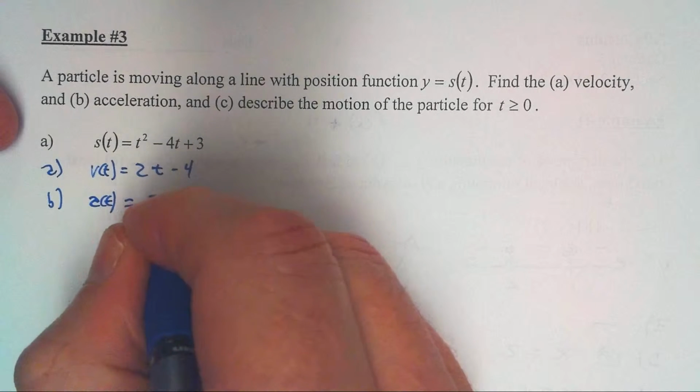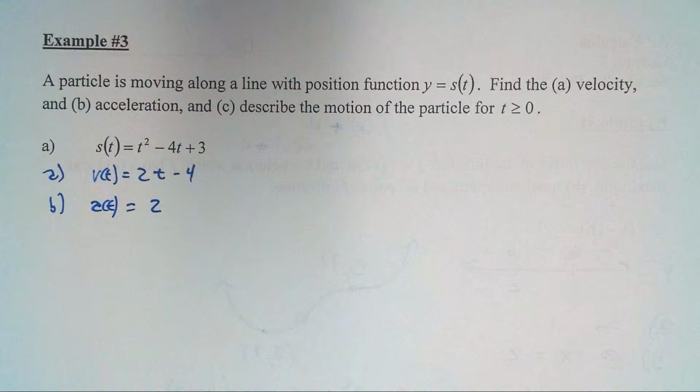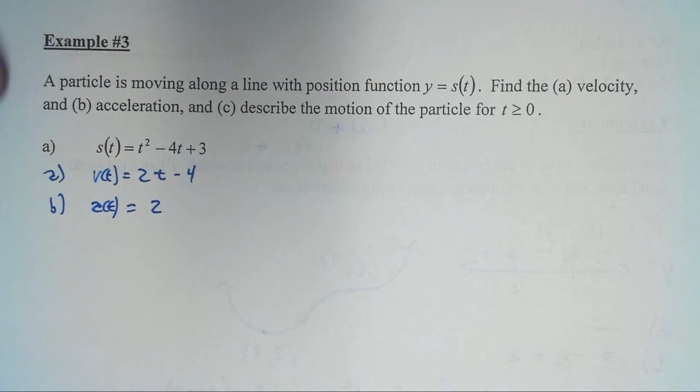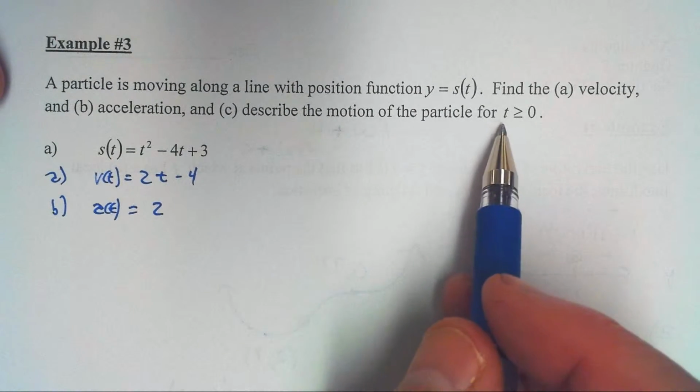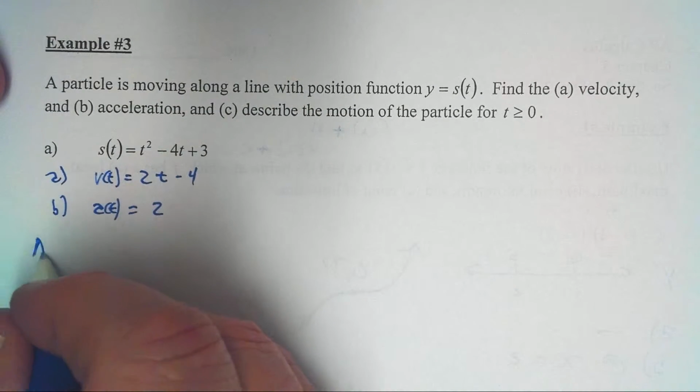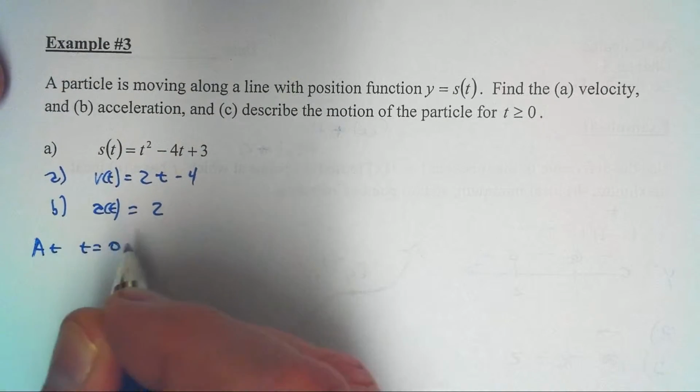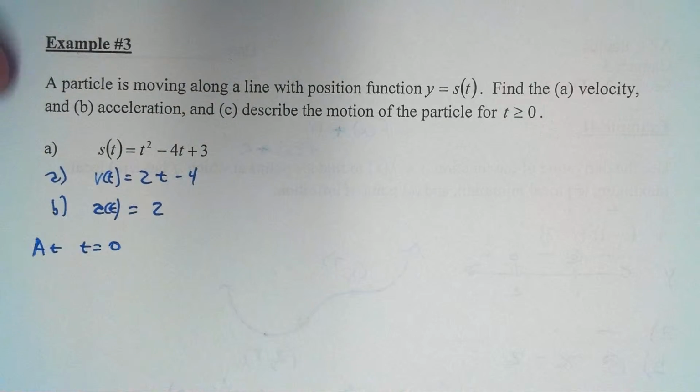Derivative of velocity, just 2. Our acceleration is constant. We are constantly accelerating. Okay. And now it says describe the motion from 0 on. So I'm going to say at t equals 0. We don't have seconds, days. We don't know what we're dealing with here.